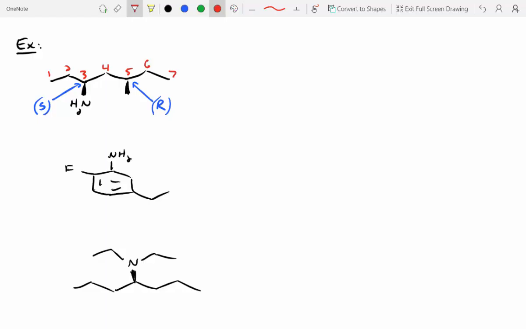All right, so now if we go through and we name this, this would be 3S, 5R. So we bracket in our stereocenters at the beginning because we have 2 of them and we have to number them. And then we've got a 5-methyl, and then 3-heptan, and then our suffix will be amine. So 5-methyl-3-heptanamine would be the full formal name of this. What about the next one? What would the parent be?